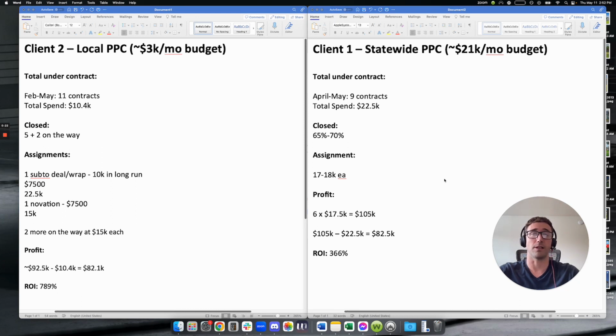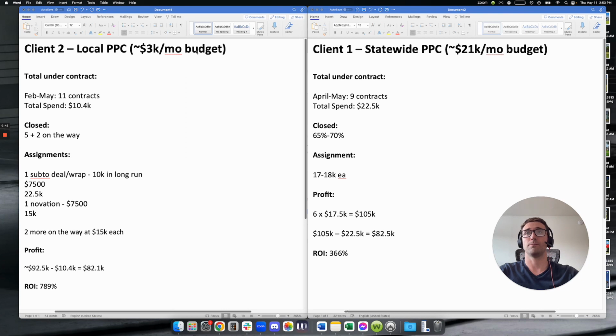These are basically two examples. One is a local campaign and the other is a statewide campaign. So I just want to run through this real quick with you guys to give you an idea. And this is for Google PPC. I'll just give you the rundown of what the numbers look like. So if you look here on this side, actually these are reversed. This should be client number one.